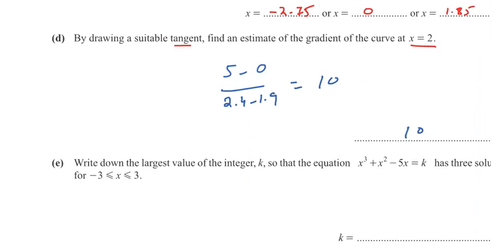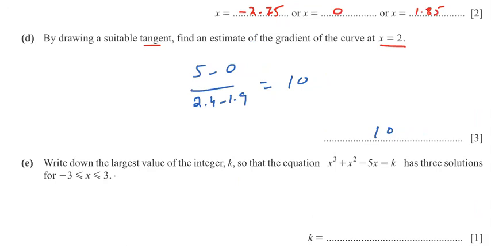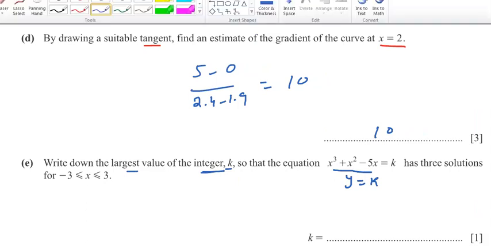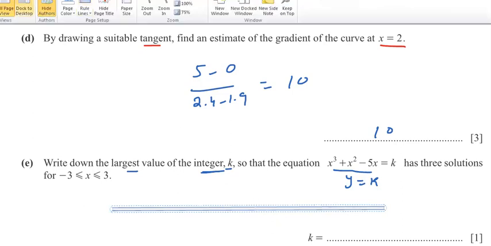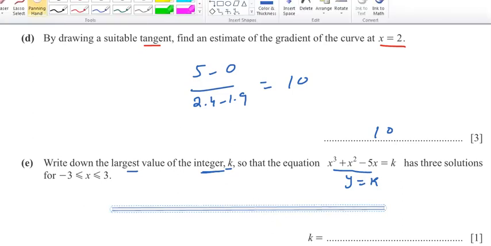And then next is write down the largest value of k, integer k, so that the equation has 3 solutions. Now this one is y, so it means y is equal to k, a horizontal line. So if you draw a horizontal line like this one, you have to find the largest number for which it will have 3 solutions. So let's find these 3 solutions.